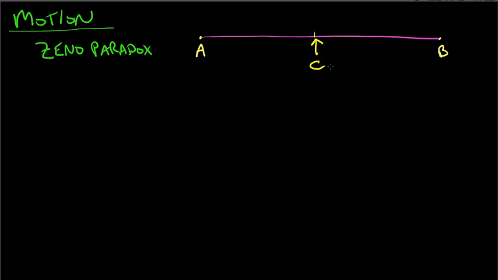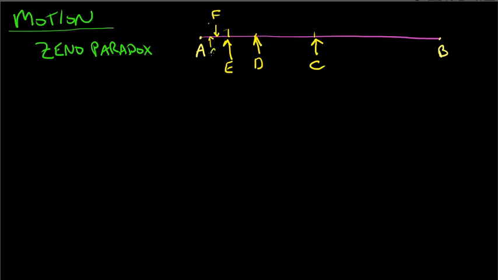Okay, so now our destination is point C. We have to get to point C. But how do we get there? Well, we have to get halfway there first. So we have to get to, say, point D, which is halfway between A and C. But then to get to point D, we need to get halfway there as well, point E. And to get to point E, we have to get to point F, which is halfway between A and E. And you can see that this is going to go on forever.